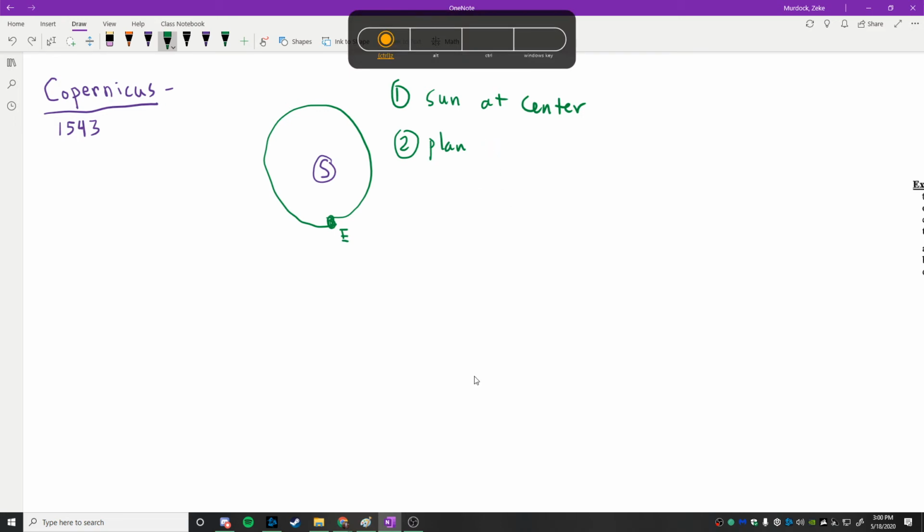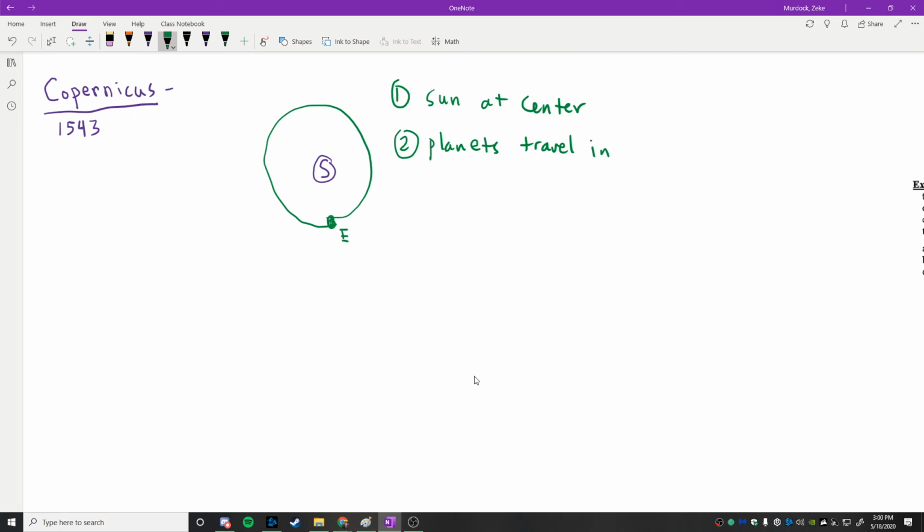Planets? Sorry about that. The planets travel in circles, we'll say, around the sun. Okay? They travel in circles around the sun. The thing is that his theory, this alone, isn't enough to describe how the universe works. It will not save the appearances like Ptolemy wanted to do.